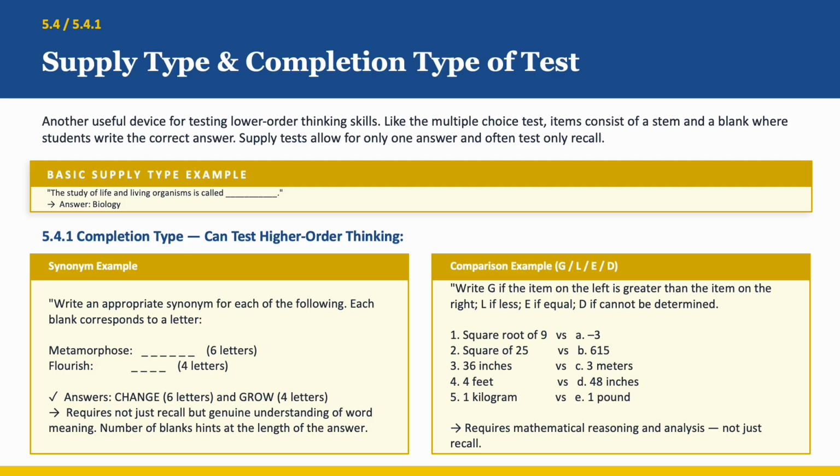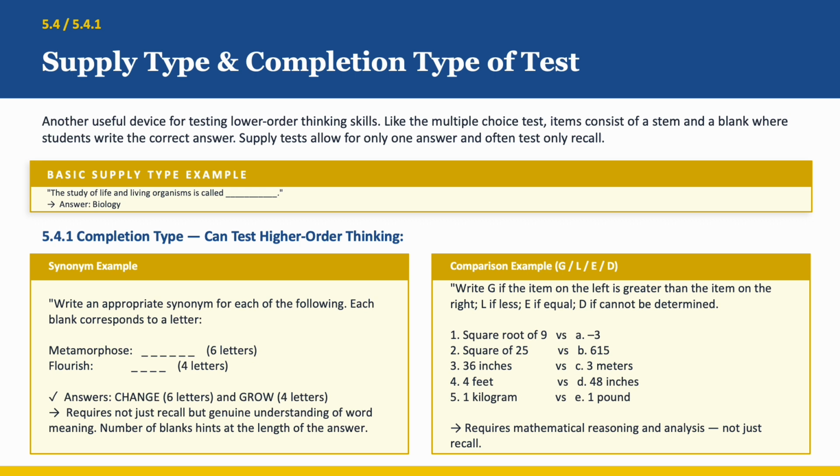But section 5.4.1 shows us that with creative construction, completion tests can actually assess higher order thinking skills. Look at the synonym example. Write an appropriate synonym for metamorphose, 6 letters. The blanks tell you how many letters the answer has. Students must know the meaning of metamorphose and think of the word change. That's not mere memorization. It's genuine vocabulary understanding.